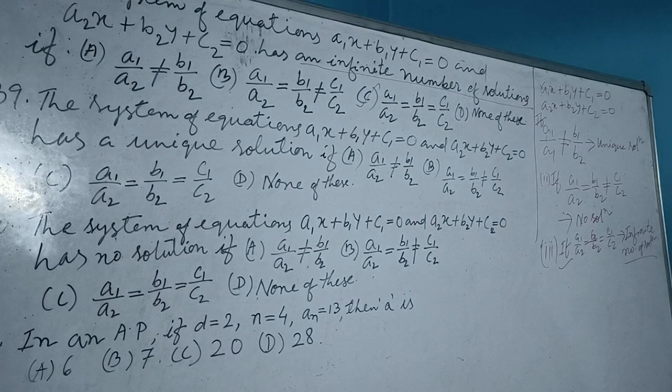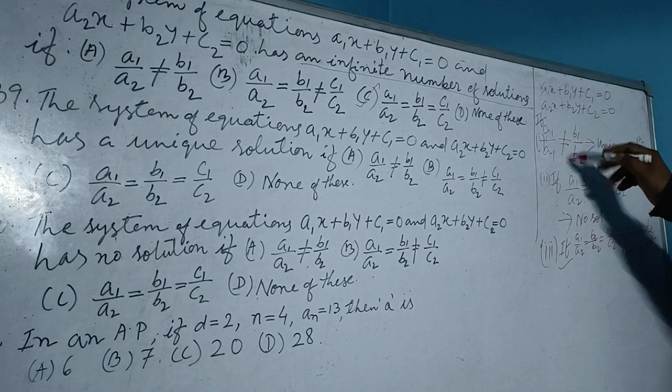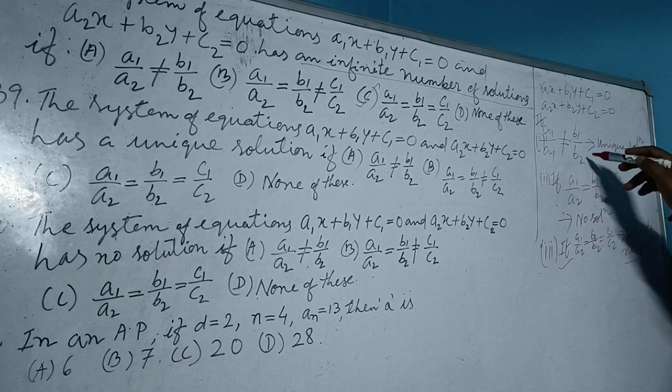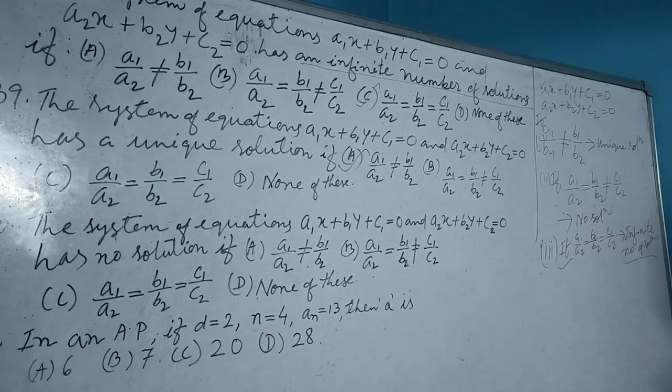Now 39. The same system of equations, a1x plus b1y plus c1 is equal to 0 and a2x plus b2y plus c2 is equal to 0, has a unique solution. So the first condition is satisfied: a1 by a2 is not equal to b1 by b2. This condition is in option A, so option A will be your answer.